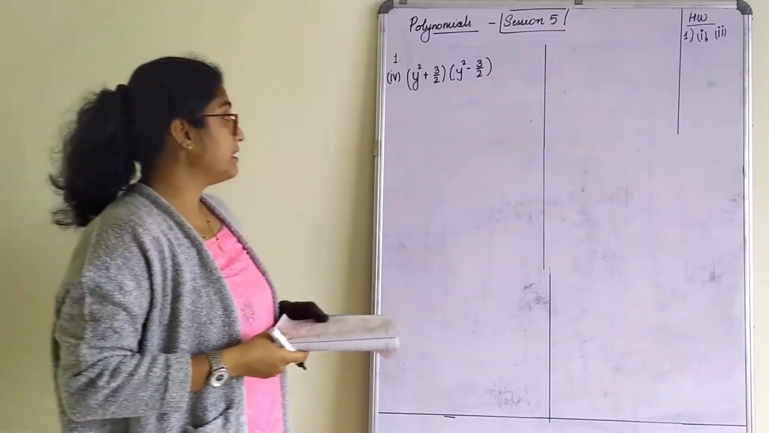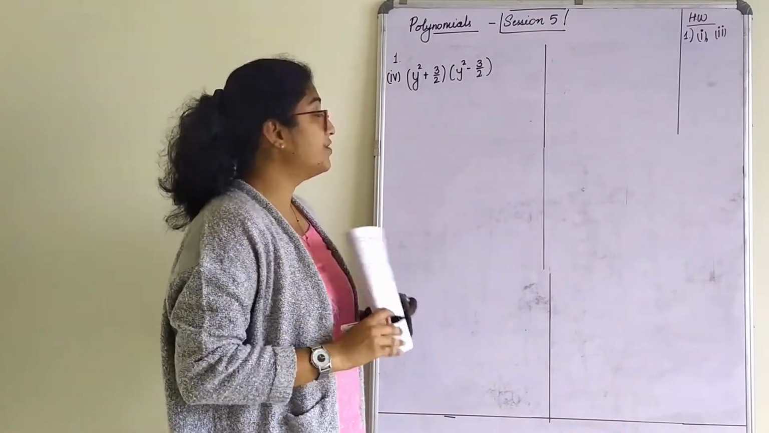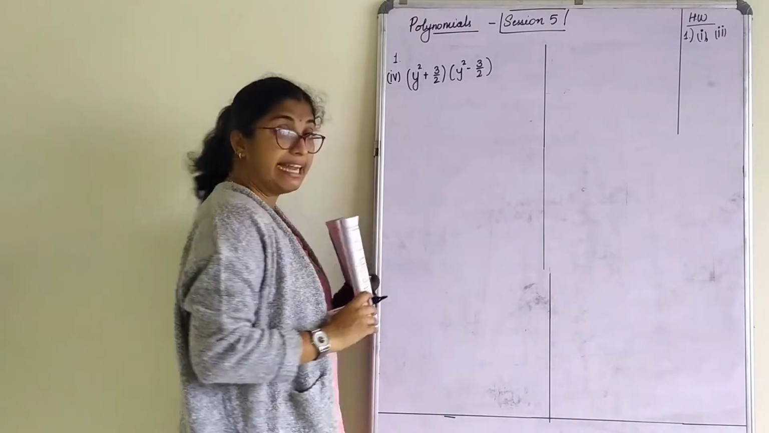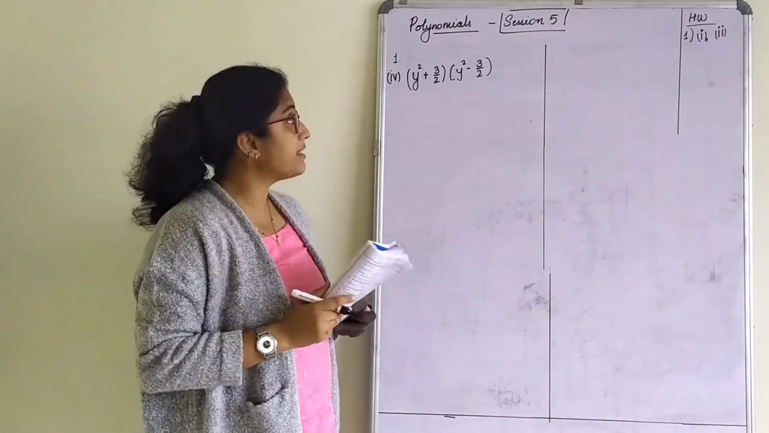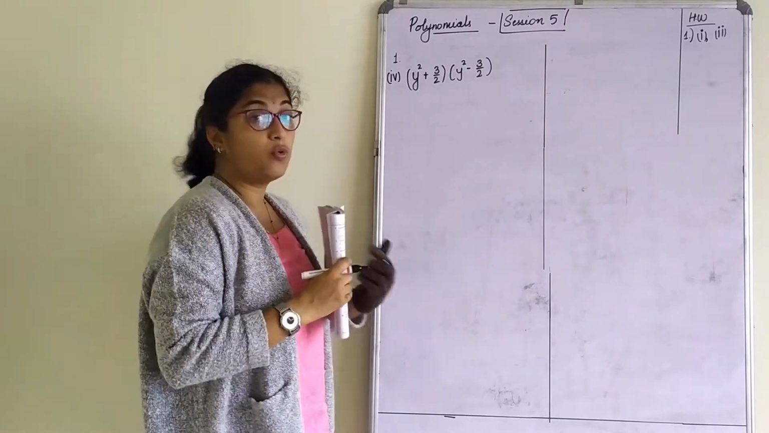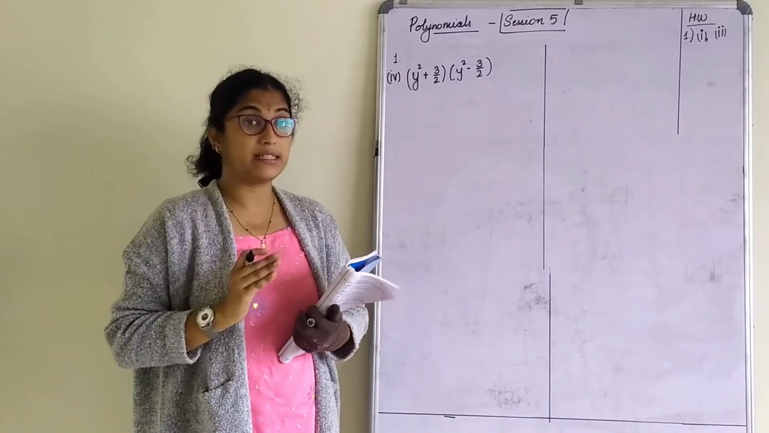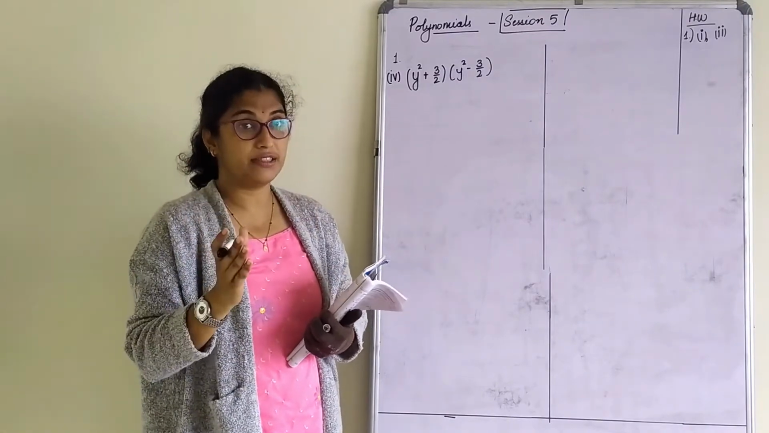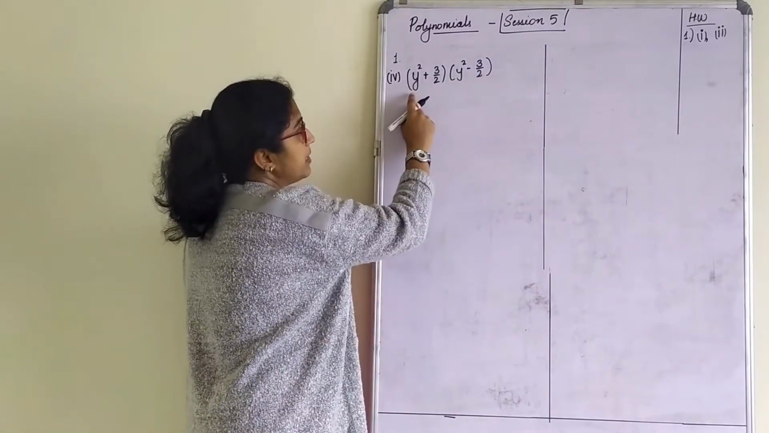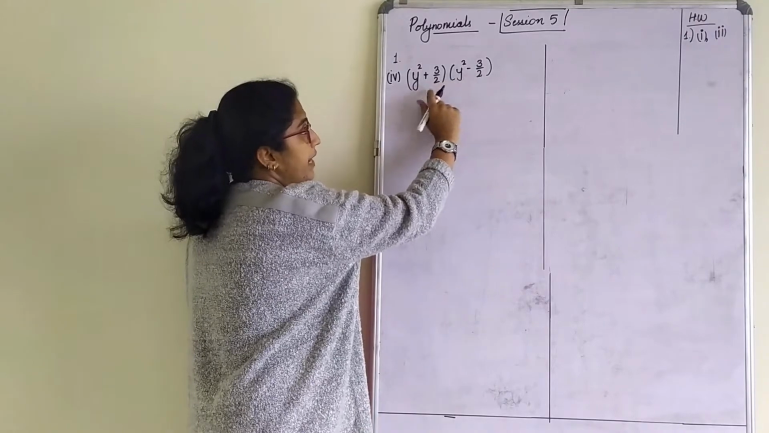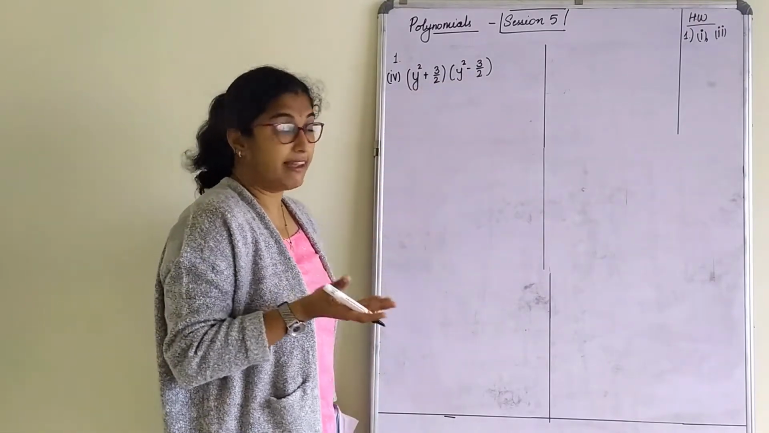(y square + 3/2)(y square - 3/2). Now, first of all, identify which identity it belongs to. Is this of the form (x + a)(x + b), the first one again? When we talk about (x + a)(x + b), the x factor remains the same, a and b are different. But look at this. Here the x factor is the same, and the a and b factors are also the same, only with a change in sign.